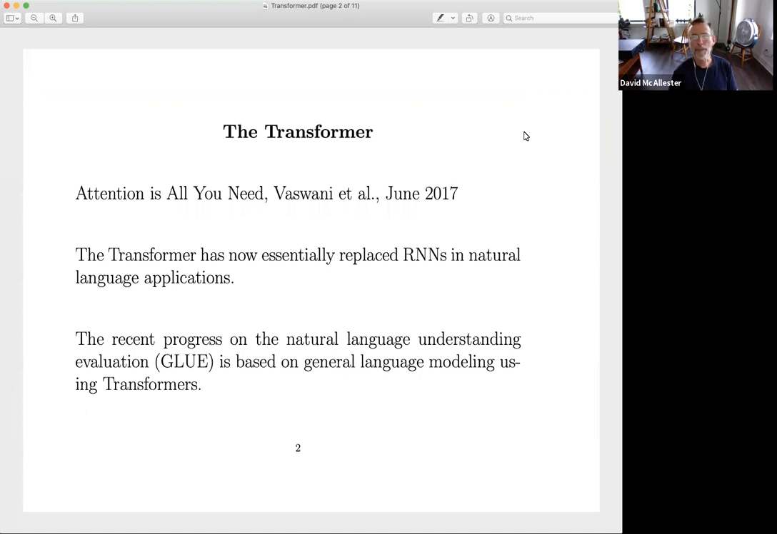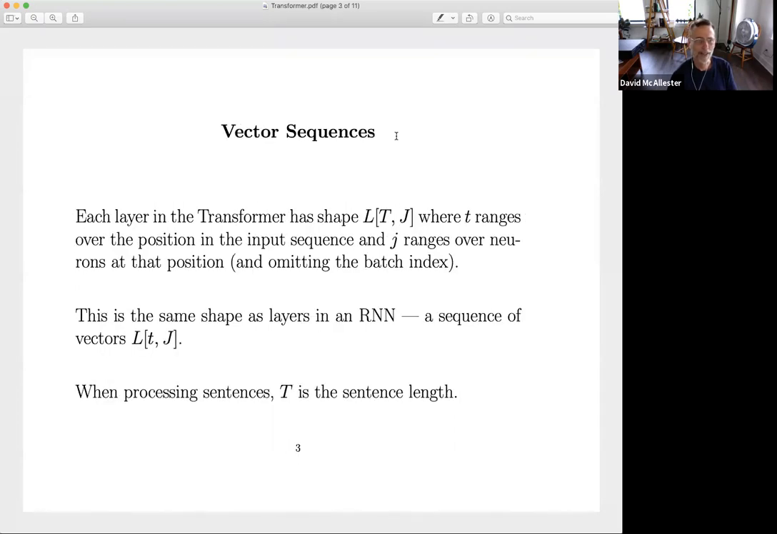Okay, the transformer was introduced in a paper called Attention Is All You Need. We talked about attention last time in machine translation, where it established a correspondence between the input and output sentence words. The transformer can be viewed as attention on steroids, and we're going to go through that in a lot of detail. And as I said, it has essentially replaced recurrent neural networks, RNNs, in natural language processing. And the recent progress on the General Language Understanding Evaluation, GLUE, is largely due to transformer models. Transformer language models, and we'll talk a little bit more about that.